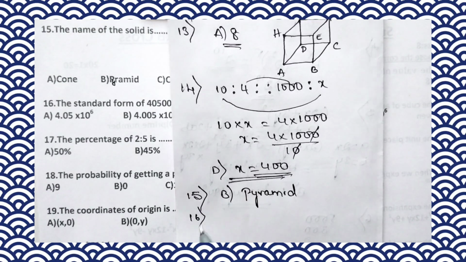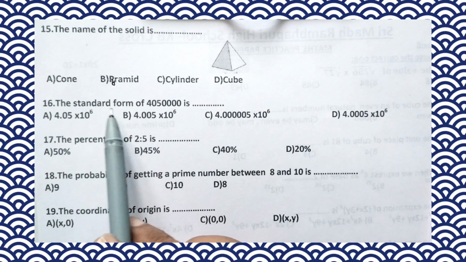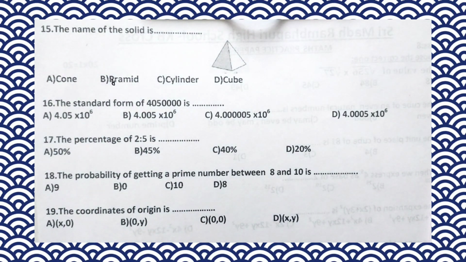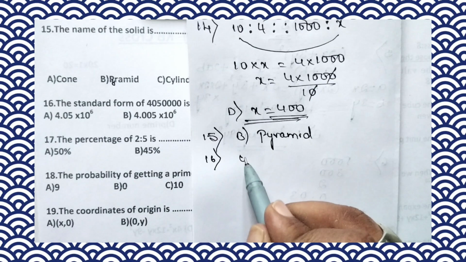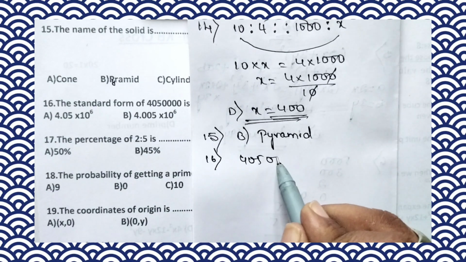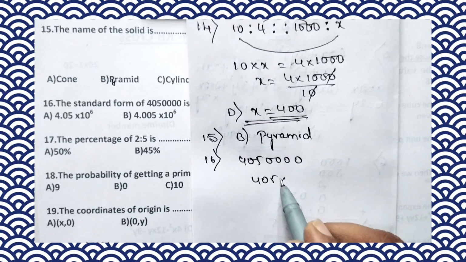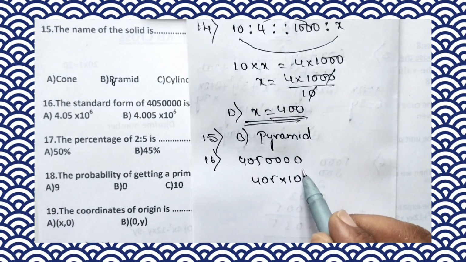Now let us move to the 16th question. The 16th question is: the standard form of 4050000 is dash. First let us write it down. So 4050000.